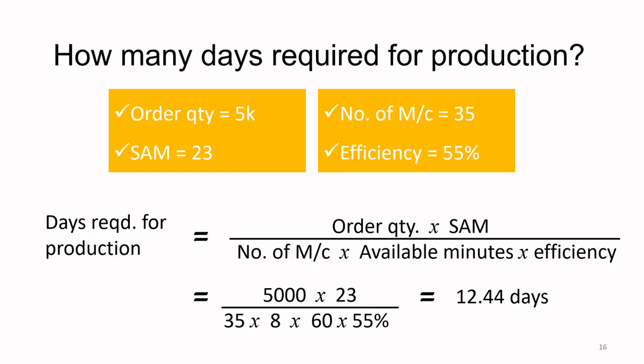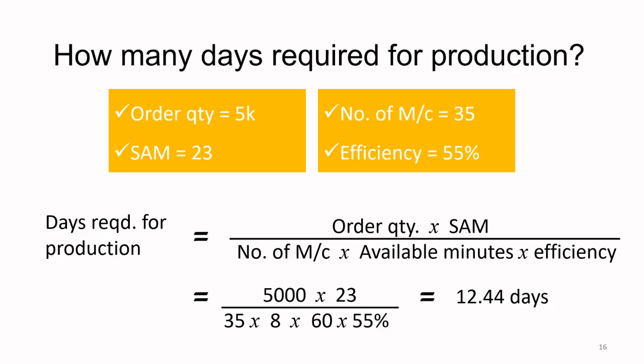So there are 35 machines and 480 minutes available every day for the factory, and it is running at 55% capacity. So we multiply 5,000 with 23 and we divide it by the number of machines available, the number of hours available, and number of minutes available in every hour. And we divide it by the efficiency. Efficiency is 55%, which is 55 by 100. So when we divide this, we get 12.44 days. So we take a round-off figure of 13 days.